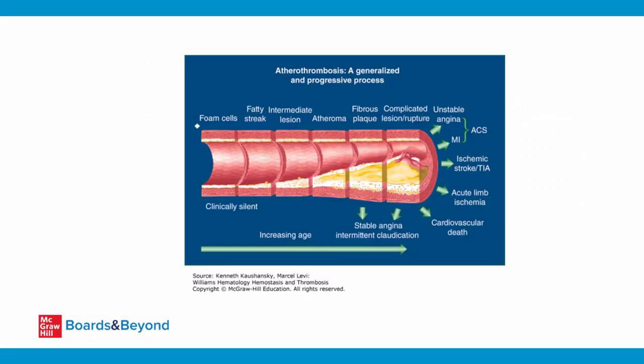And so this is just another picture of that whole process. It starts with foam cells, becomes a fatty streak, develops into an atheroma and a fibrous plaque, and then you can have a complicated lesion where there's rupture of the plaque and thrombosis. And this is what leads to all these things here, like acute coronary syndromes, strokes, limb ischemia, etc.